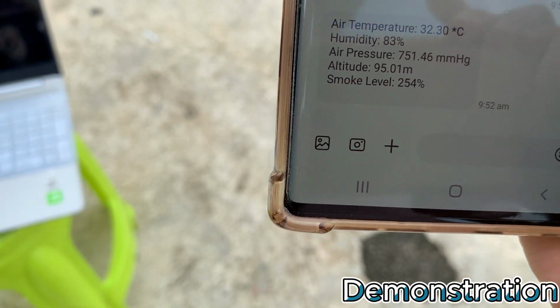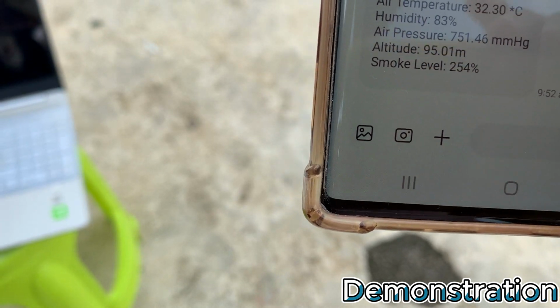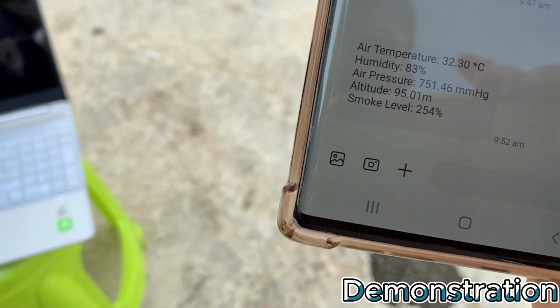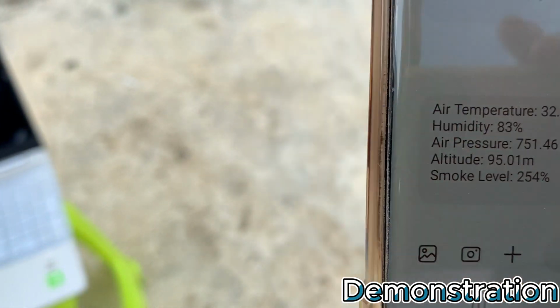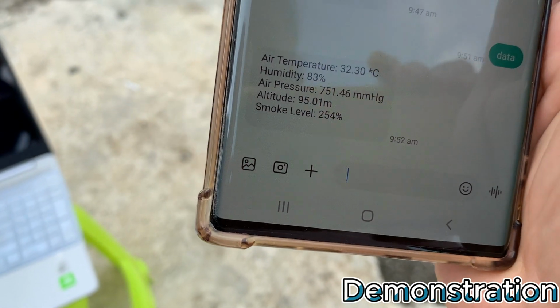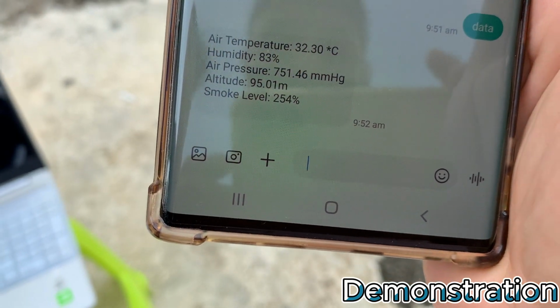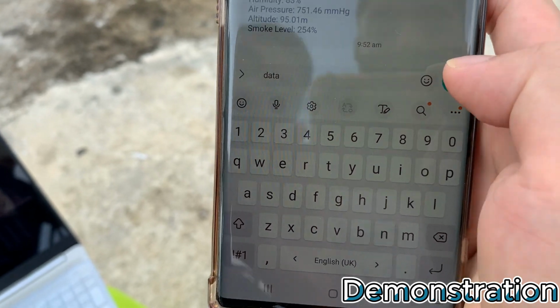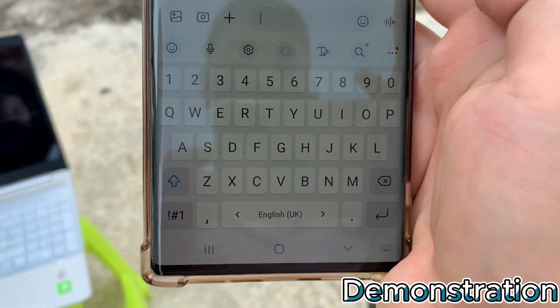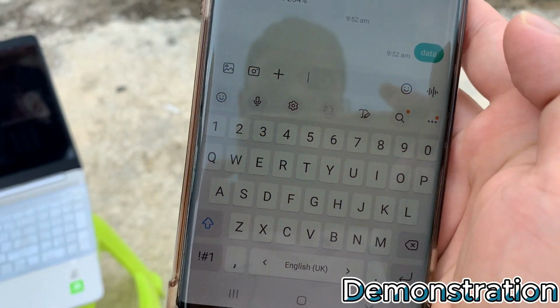Maybe the unit of the altitude is not correct. I have to fix it, and the smoke level. So the smoke level is showing 254%. Maybe something's wrong with the smoke sensor. Maybe it's not powered properly. Otherwise, it would show a better result, I would say. So let me send once again and check what it sends me.